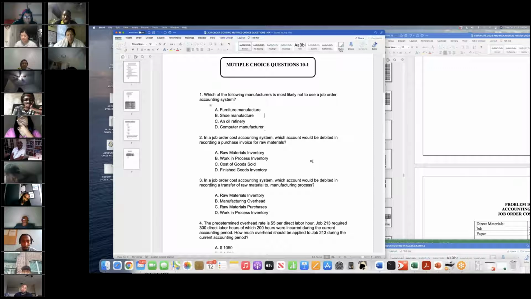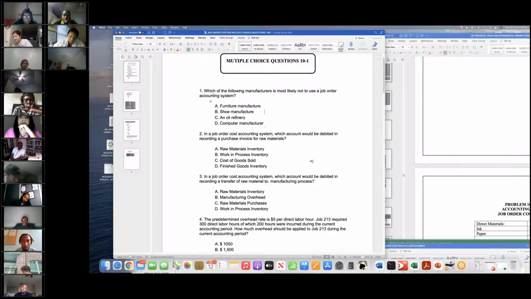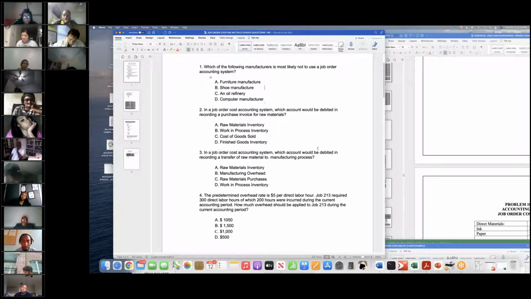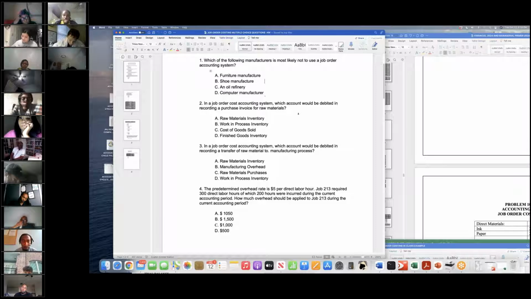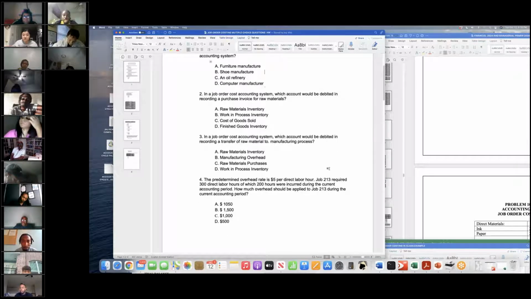In a job order accounting system, which account will be debited in recording a purchase invoice for raw materials? Raw materials inventory, that's A. In a job order cost accounting system, which account will be debited in recording a transfer of raw materials to the manufacturing process? I put work in process. That's work in process inventory, number D.